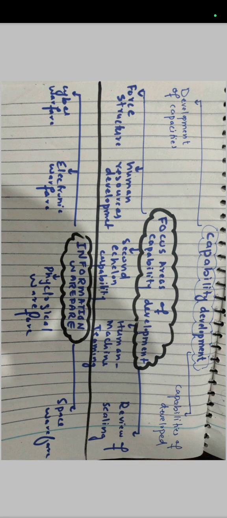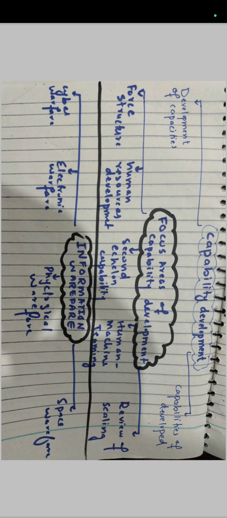And what are the four focus areas of capacity development? Capability development means which areas are important to be developed. The first one is the force structure. Force structure means that your internal dynamics, your internal security, and your internal structure of the military are so strong that they will have the capacity to have dominance in land warfare.